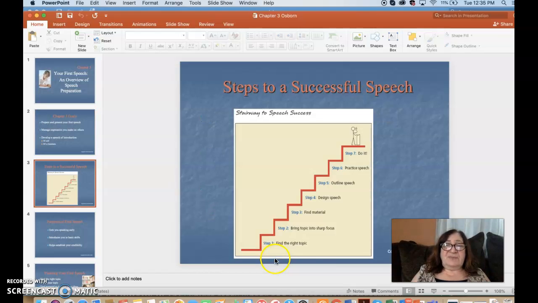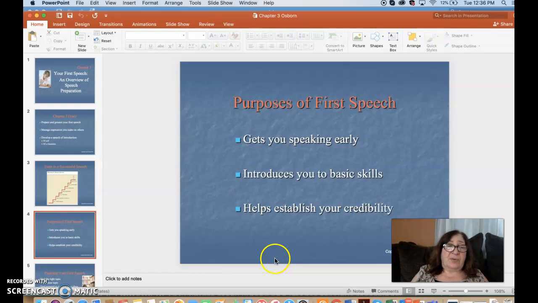So how to become a good speaker? The stairs on this slide indicate 7 steps: finding the topic, focusing on the center of that topic, making sure that it's doable within the time limits, within the scope, keeping your audience interested and sharply focused on what you're talking about, finding supporting material through research, designing and outlining your speech, practicing your speech a little bit, and finally delivering. Those steps are the algorithm of making a successful presentation.